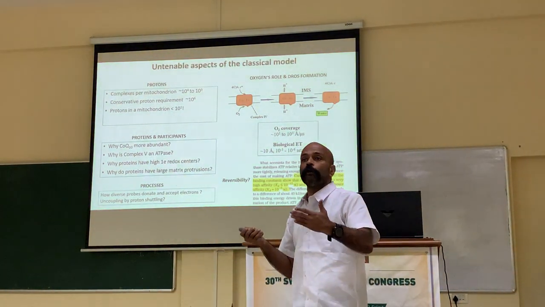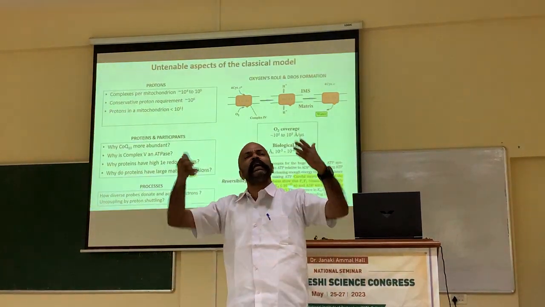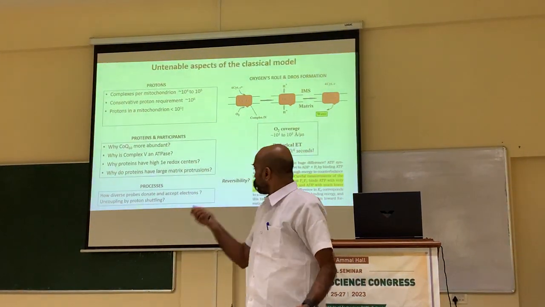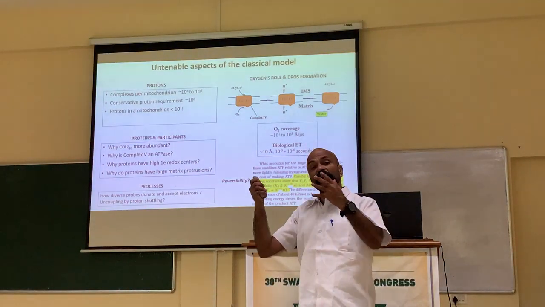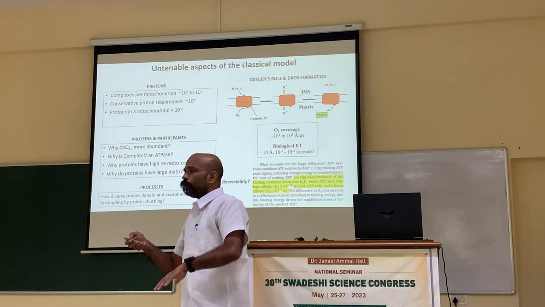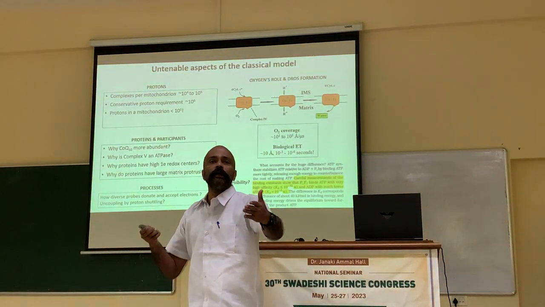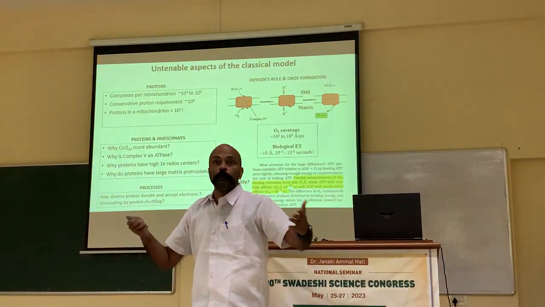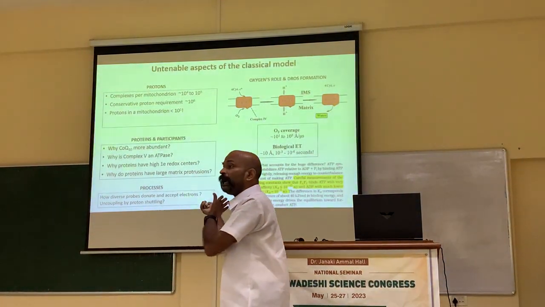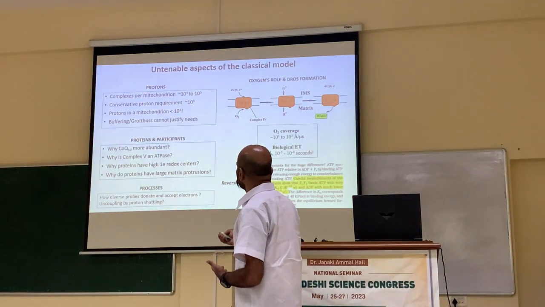The classical model says complex 5, when it is isolated, is an ATPase. The textbook Lehninger says the binding energy of ATP is used to convert the ADP into ATP. No, it has a higher affinity for ATP. How can it do that? So things like that, several questions.